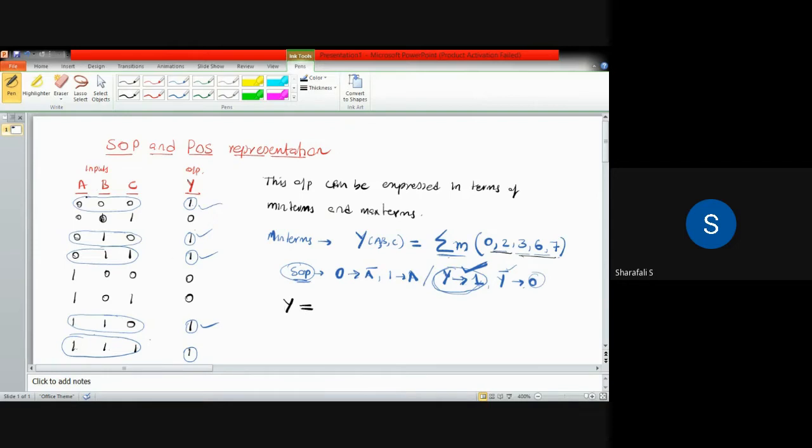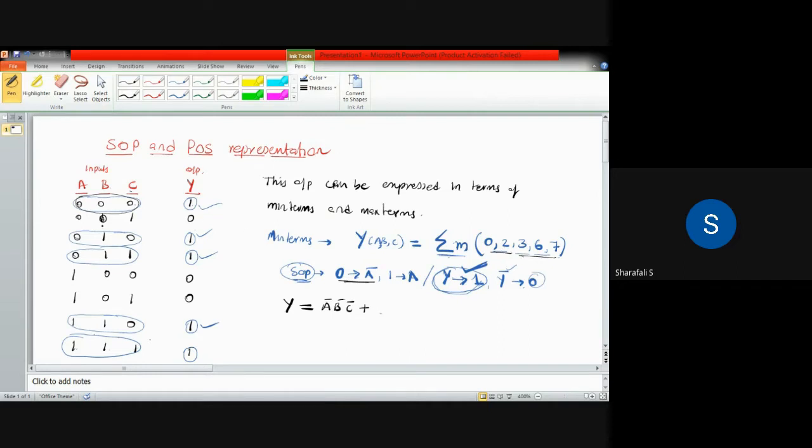What is this first combination? First combination is this one, 0, 0, 0. So 0 means A bar, B 0 means that B is B bar, then C also 0, so it will give you C bar. So in SOP form, 0 is A bar. So here 0, 0, 0 will give you A bar, B bar, C bar. The first one is A bar, B bar, C bar plus, this is sum of products.